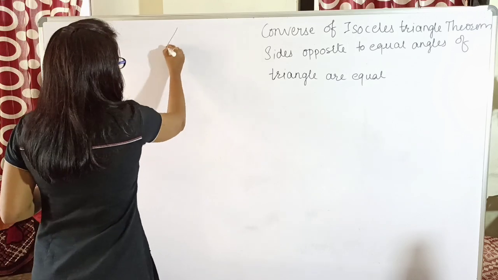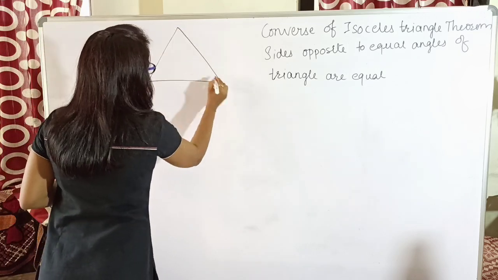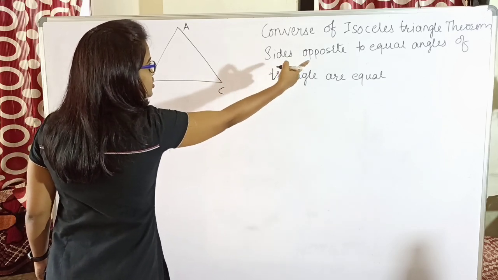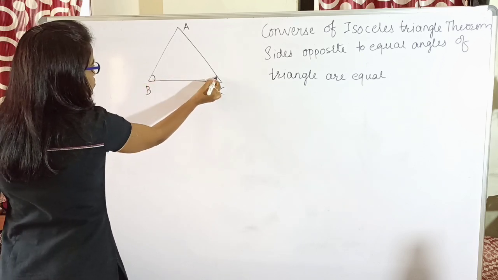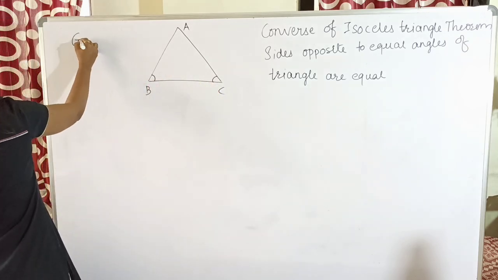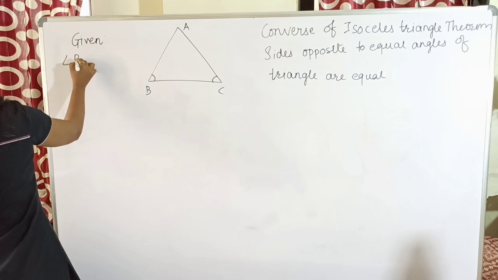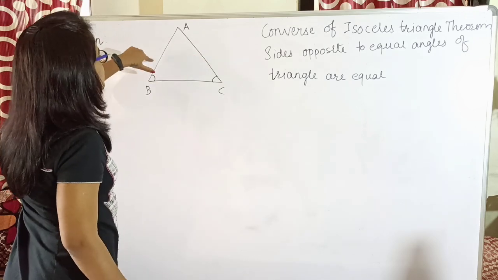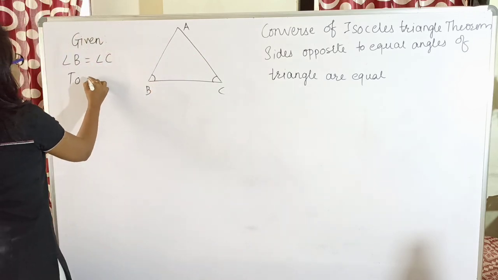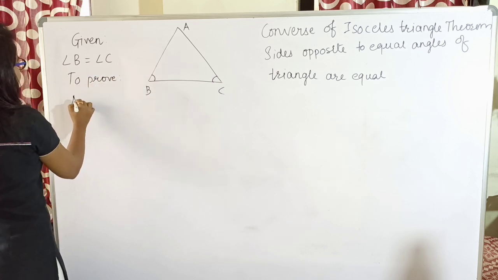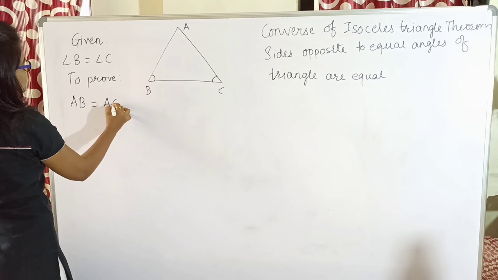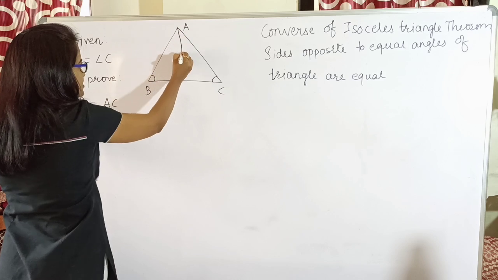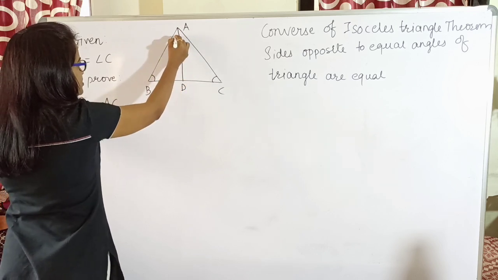Okay, so drawing the same figure ABC, what they are saying, the sides opposite to equal angles, it means two angles I have to take as equal. So what will be your given information? In this case, angle B is equal to angle C, and I have to show the sides opposite to these equal angles are equal. It means my to prove would be I have to show AB equal to AC. Okay, same construction, draw an angle bisector AD such that these two angles are equal.